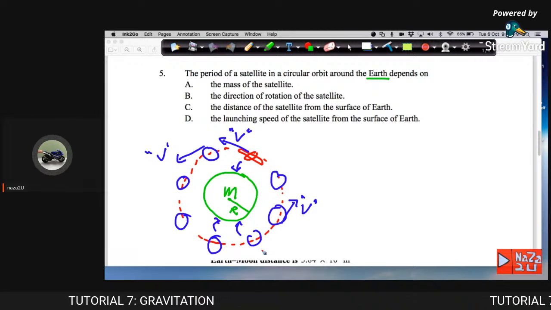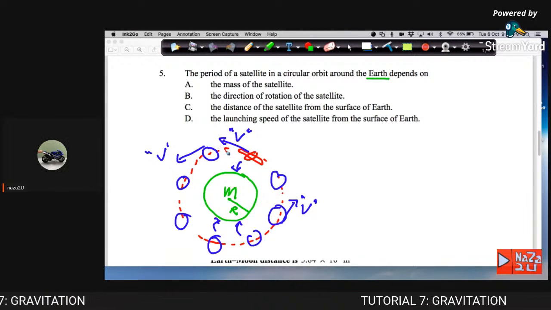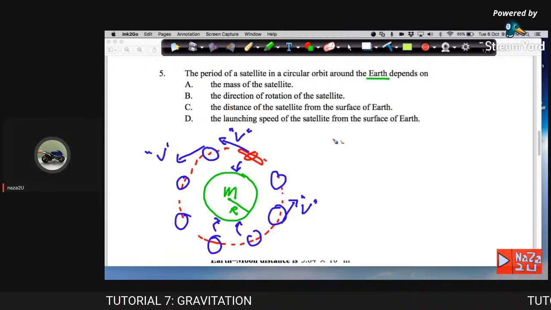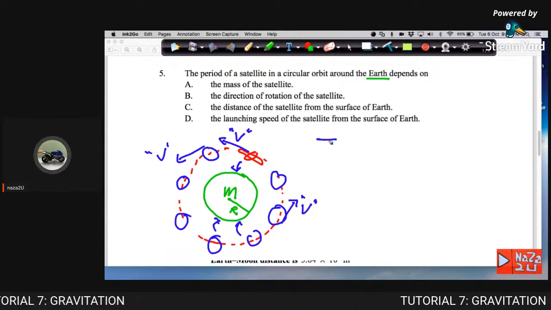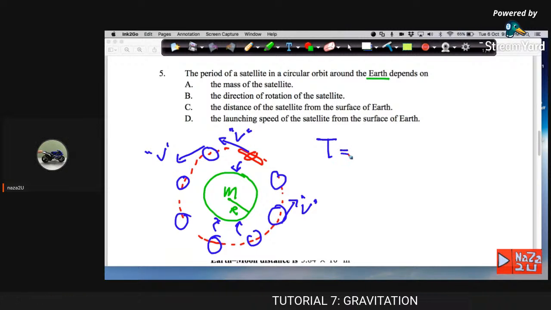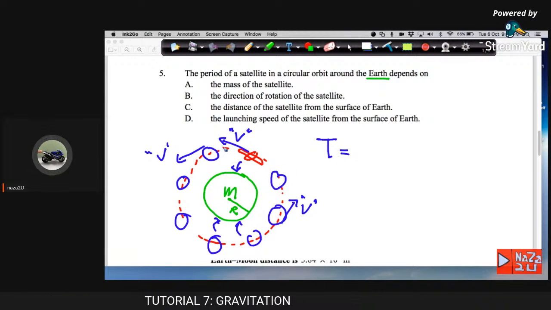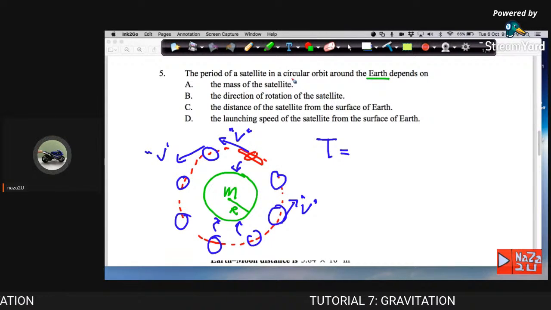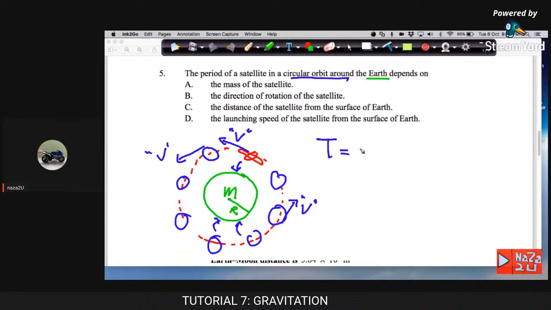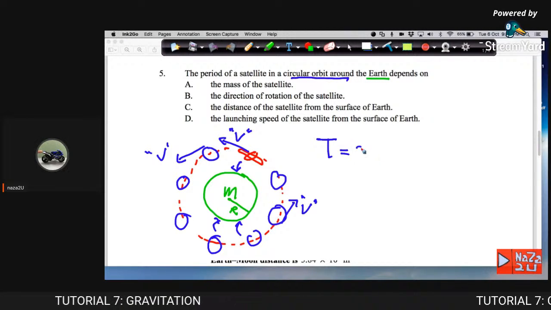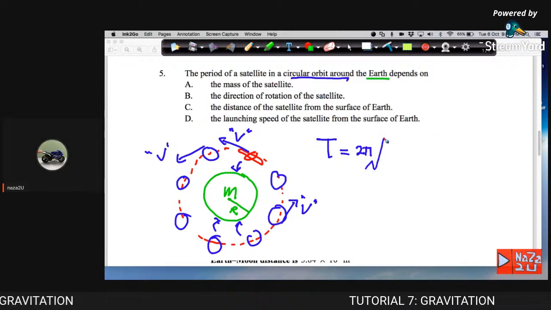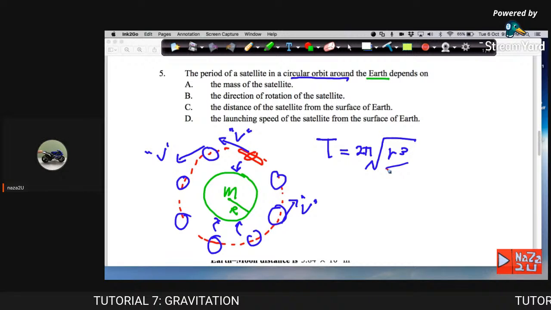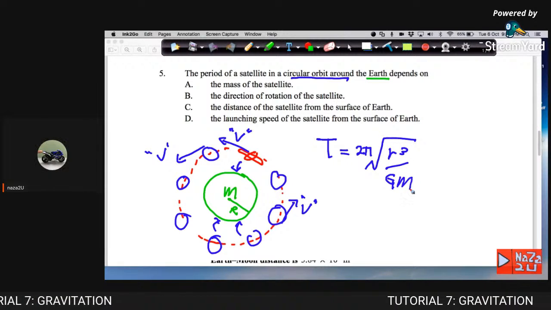Dia bergerak dalam satu gerakan putaran. So one complete circle, satu putaran lengkap, dia merujuk kepada period T ataupun tempoh masa. So the equation to calculate the period of a satellite moving in circular orbits around the Earth is given by the equation. Semalam patutnya masih ingat lah kan. We have T equals 2 pi square root of R cubed divided by GM.